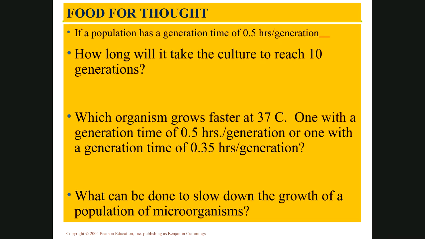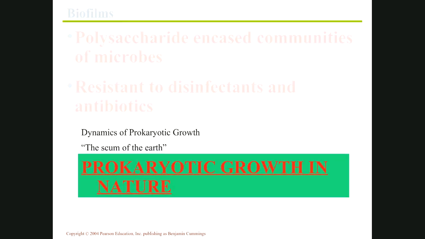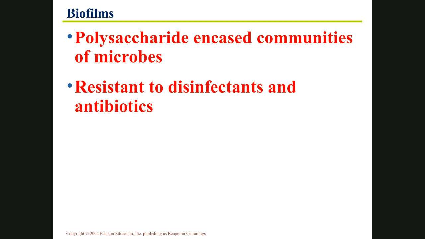Okay. Also, keep in mind, generation time is the time that it takes for the population to double in numbers. So in this question, which organism grows faster, one with 0.5 hours per generation or one with 0.35 hours per generation? Well, this one has a shorter generation time. Therefore, it's growing faster. In 1 hour, this one will double in numbers 3 times. This one will double in numbers 2 times. So keep in mind what it is that we're measuring with generation time.